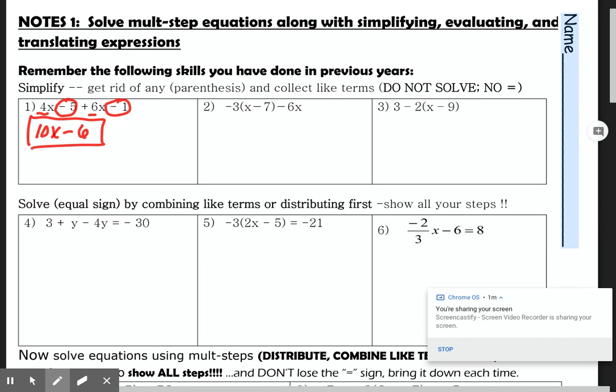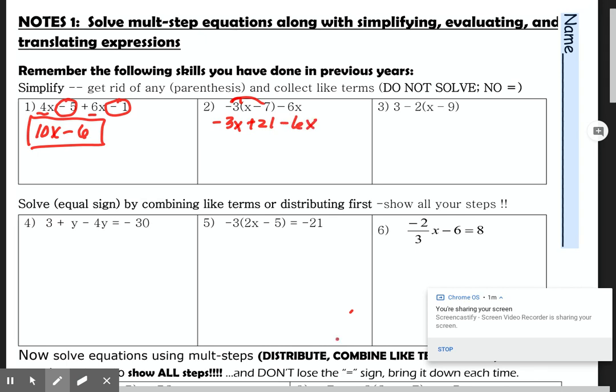Here we're going to use the distributive property. -3 is our distributive property. So I usually go hippity, hoppity, distributive property. So -3 times x is -3x. -3 times, and this is a -7. Again, you always observe the sign in front of the number. So -3 times -7 is positive 21 minus 6x.